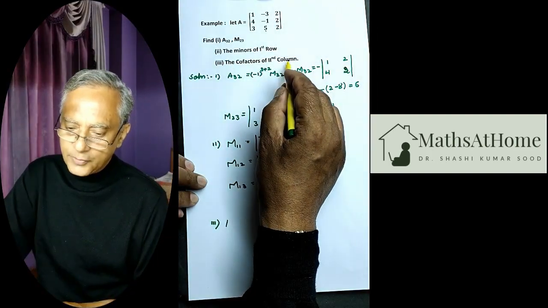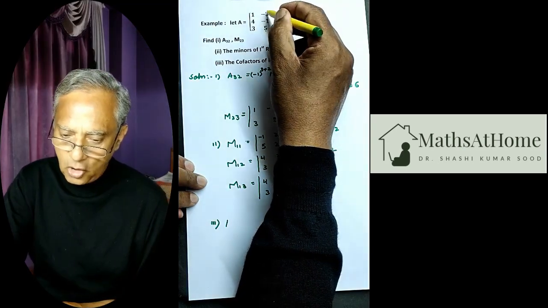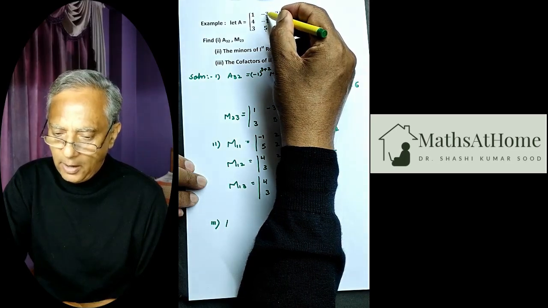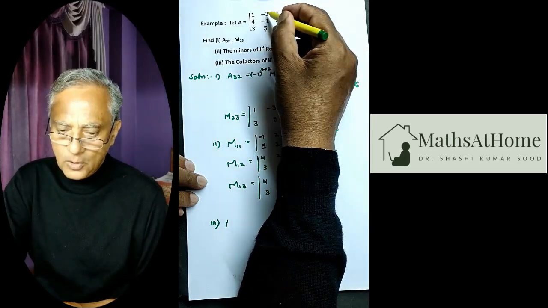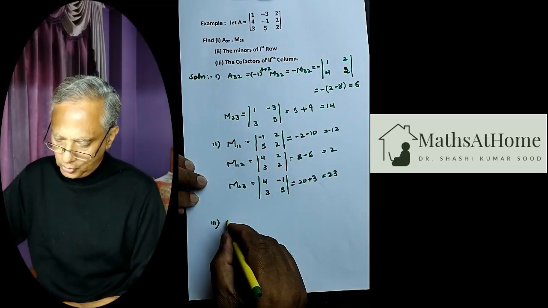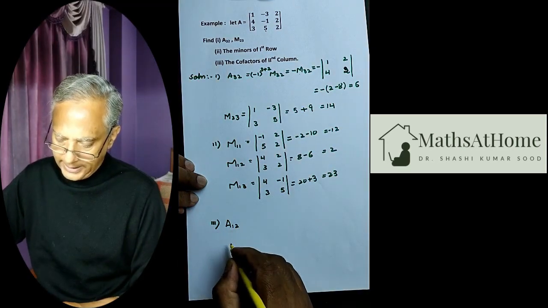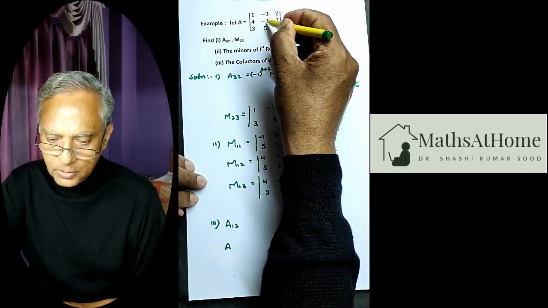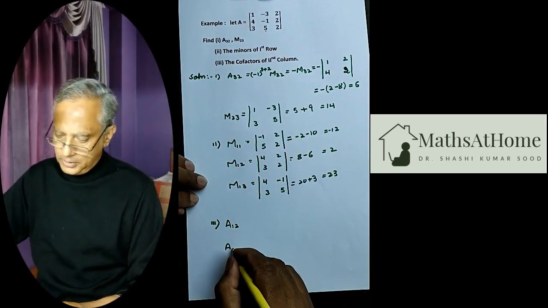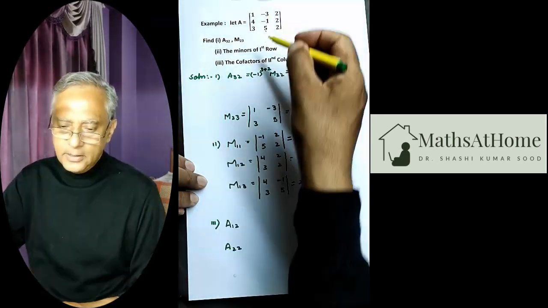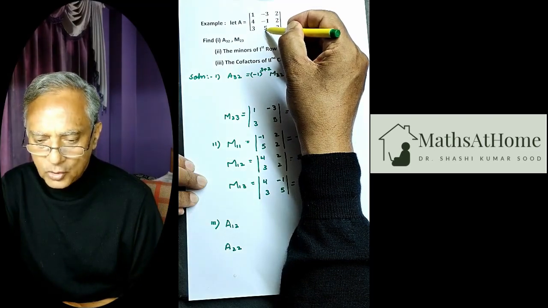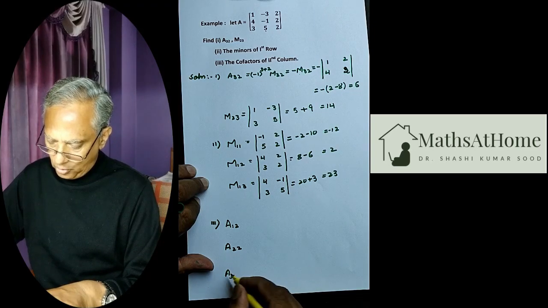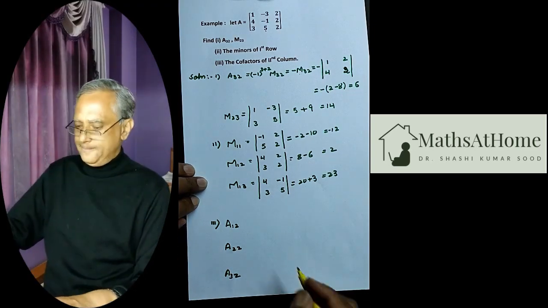Now we find the cofactors of the second column. We find the cofactors of this column. The place of this entry is first row, second column. Then the next entry is second row, second column. And the next is third row and second column.